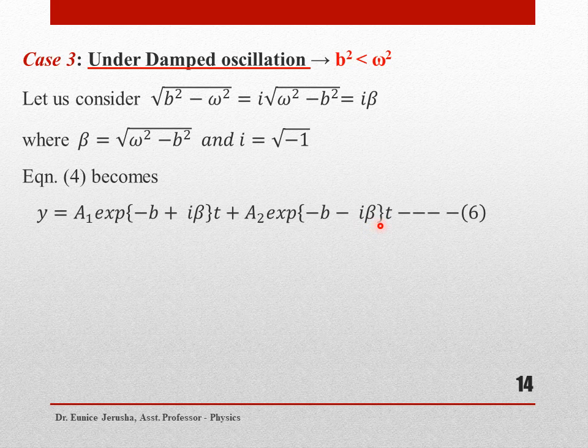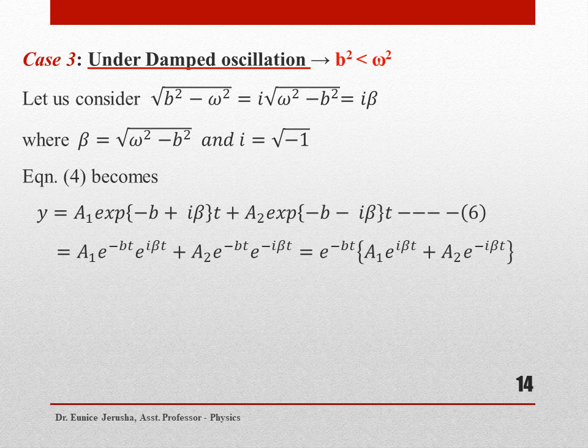In the next step, t is taken on the inside and we split this exponential as well as this exponential into two exponential terms. Therefore, small y turns out to be a1 e power minus bt e power i beta t plus a2 e power minus bt e power minus i beta t. E power minus bt is common for both the terms present and therefore it's taken out, and inside the braces we have a1 e power i beta t plus a2 e power minus i beta t.